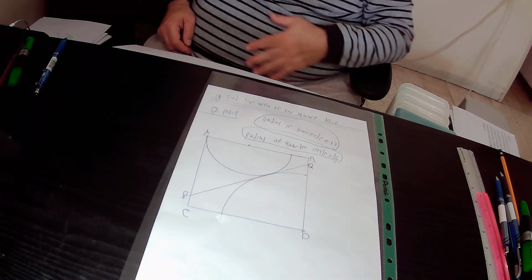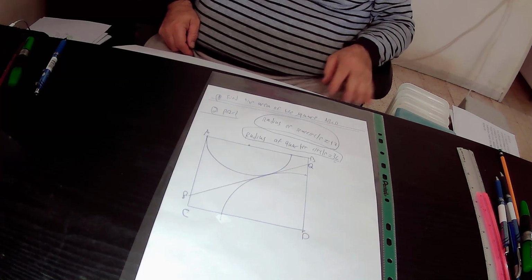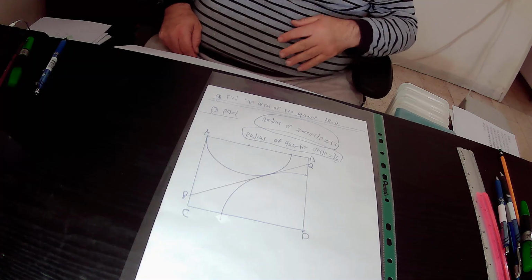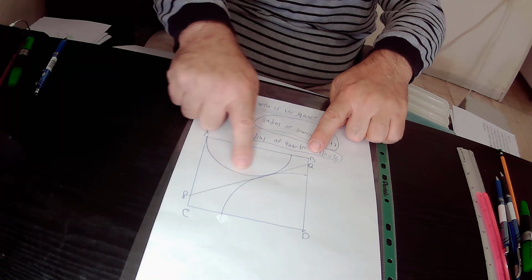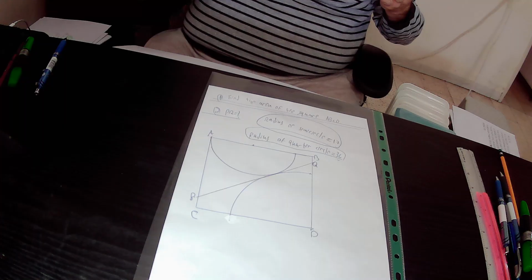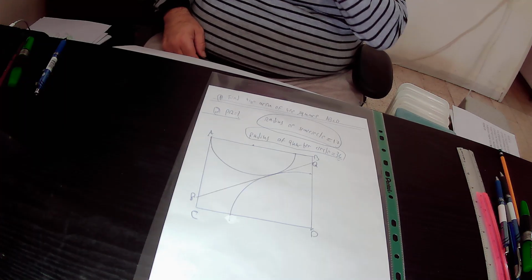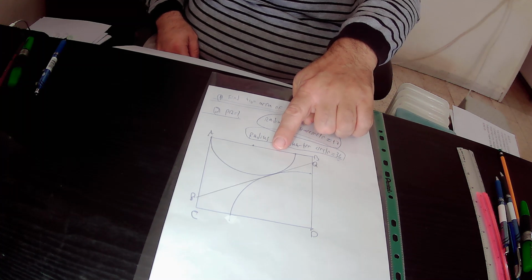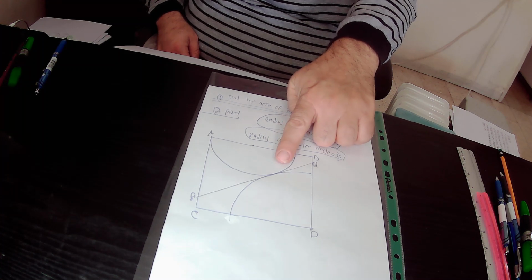In the second question, we have to find out the area of this square ABCD, and also the length of this tangent QP. So in the drawing, we have a quarter circle and a semicircle that touch each other externally at this point.